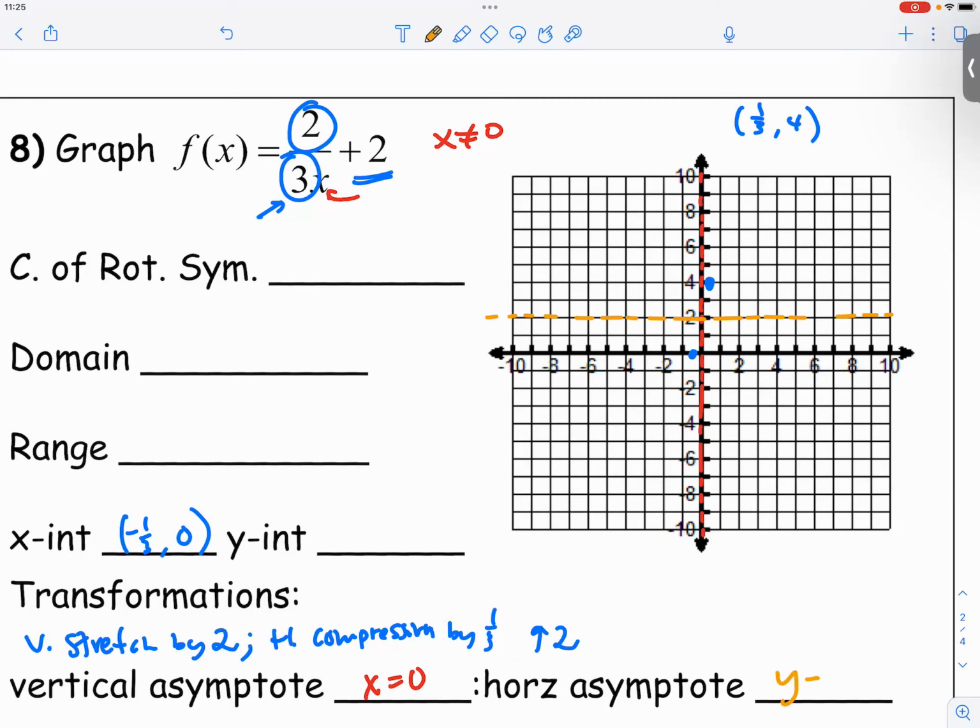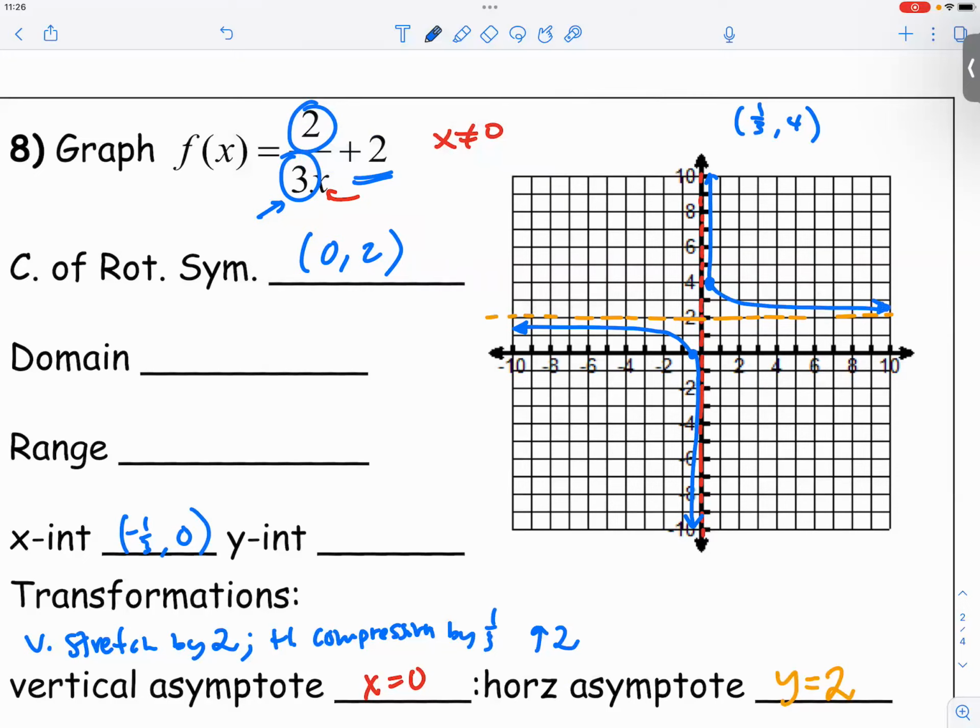Let me write the 2 better. Y equals 2. Okay, so hey, we have the center of rotational symmetry, which is 0, comma 2, where the 2 asymptotes would intersect. And I think we can go ahead and finish our graph right here. So it will look like this. Again, just make sure that you have a little round corner. And the graph also should stick pretty close to the asymptotes. Okay, so that's how we will have this graph.